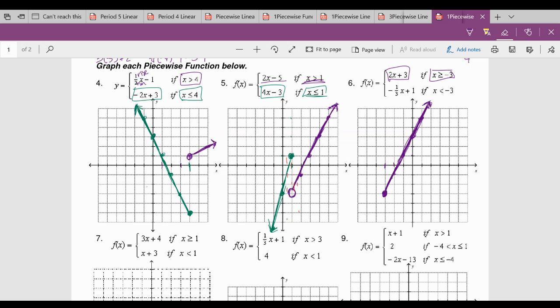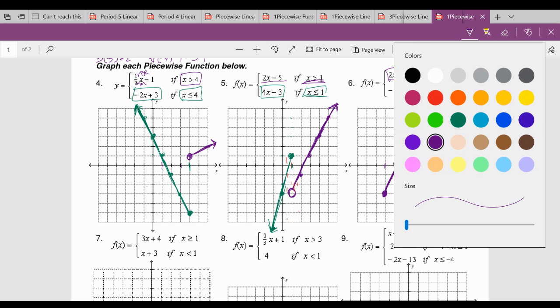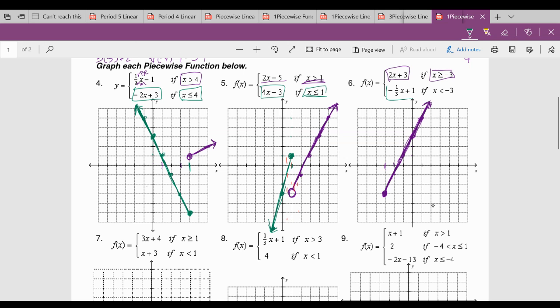Okay, so that's my first line. And my second line, negative 1/3 x plus 1. So I'm going to make my y-intercept at 0, 1. And my slope is negative 1/3. So I can go down 1 and to the right 3. And down 1 and to the right 3. Or I can go up 1 and to the left 3. Okay.